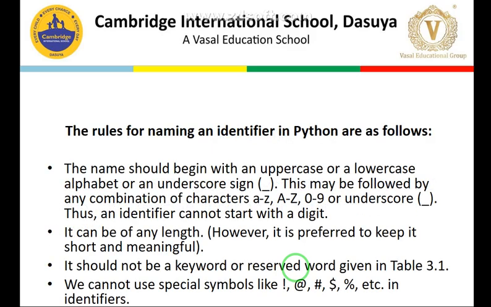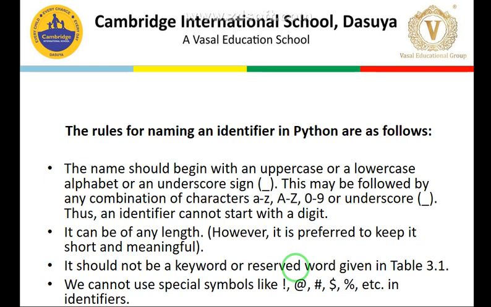The next important thing is the rules for naming an identifier. There are a few rules, and we'll go through them because this is important when we use them in programs. Any identifier name should begin with an uppercase or lowercase alphabet, or it can start with an underscore. This may be followed by a combination of characters like small a to z, capital A to Z, 0 to 9, and also underscore later on.